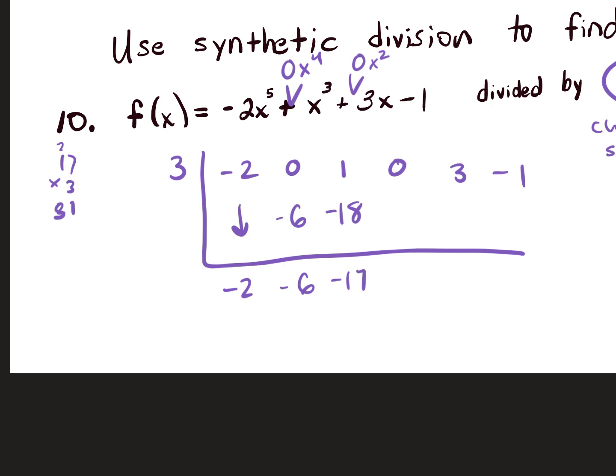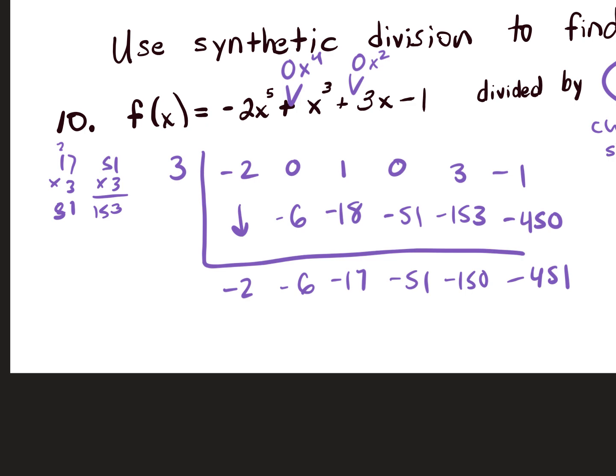So this would be -51. Yep, -51, multiply again, 51 times 3 is 153, so -153. Add, we get -150. Multiply, should be -450, perfect. And then add, -451.